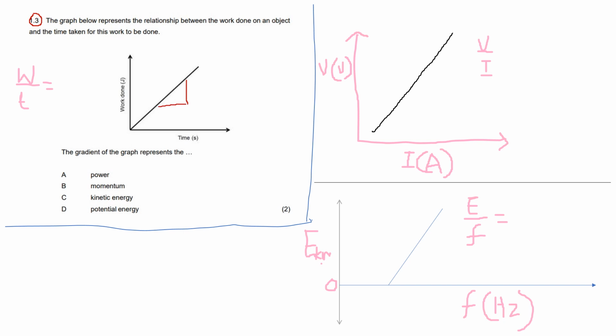And the very first thing we need to know is that gradient is the change in the y-axis divided by the change in the x-axis. So if you look at this very case, you will see the work done divided by the change in time. You can see that this is a typical example of power. So you can see the power is the rate at which work is being done, and that's what the graph represents.